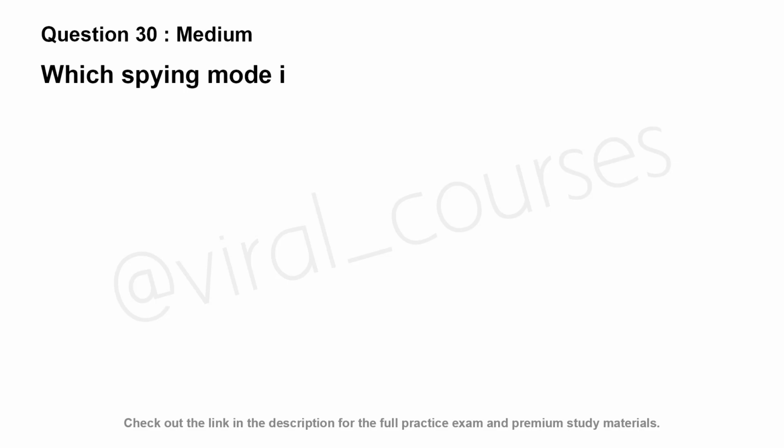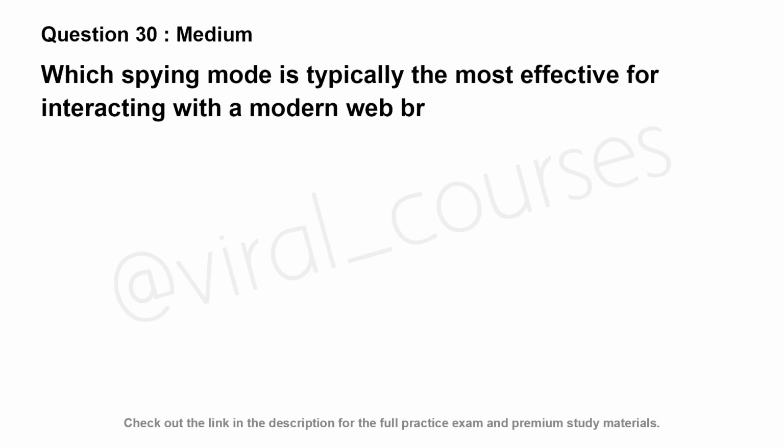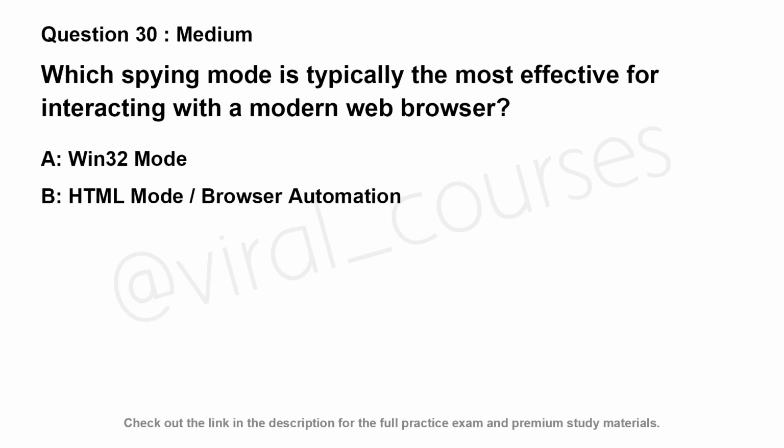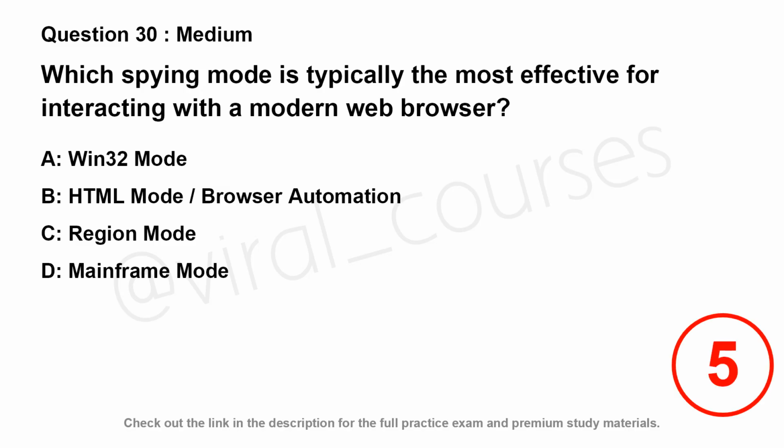Which spying mode is typically the most effective for interacting with a modern web browser? Option A. Win32 mode. Option B. HTML mode, browser automation. Option C. Region mode. Option D. Mainframe mode.